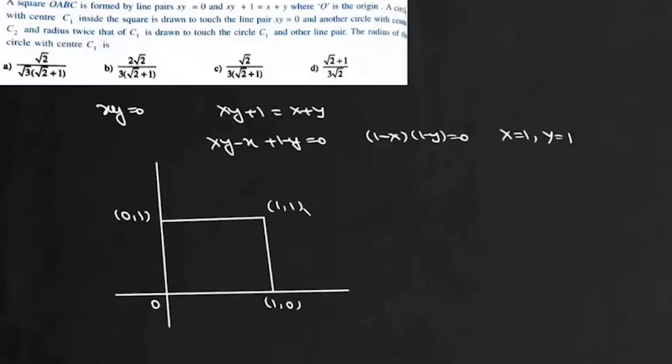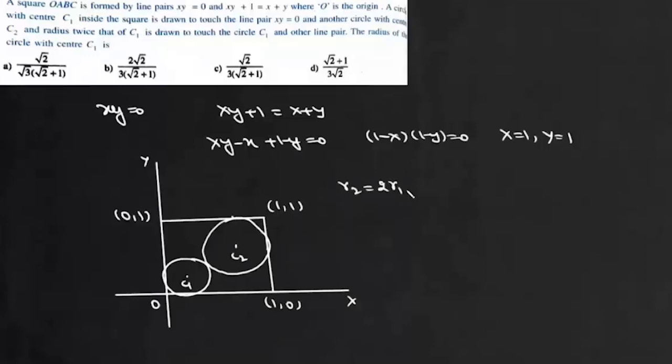Now a circle with center C1 is drawn, which touches the pair xy equals 0. So let us draw this circle. And then we have another circle, C2, which touches the other two lines and whose radius is twice that of this first circle. So we'll draw that as well. Now we have to find the radius of this first circle.